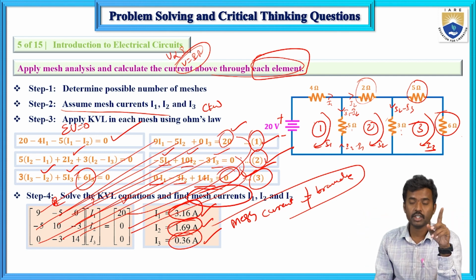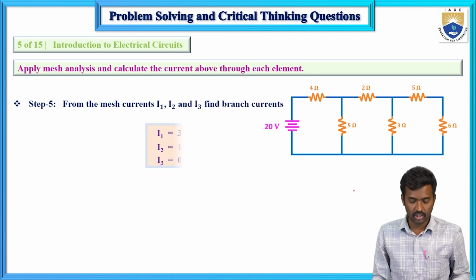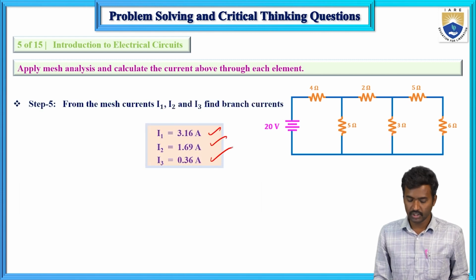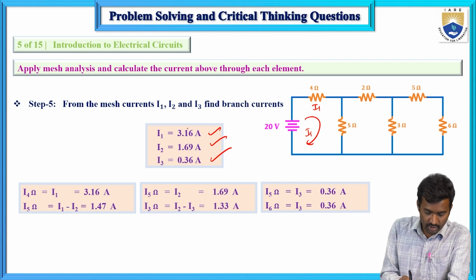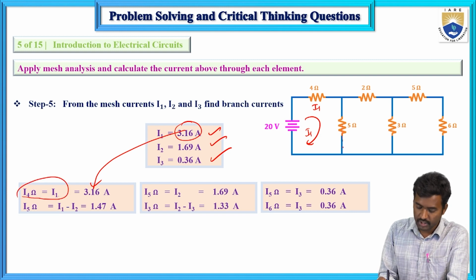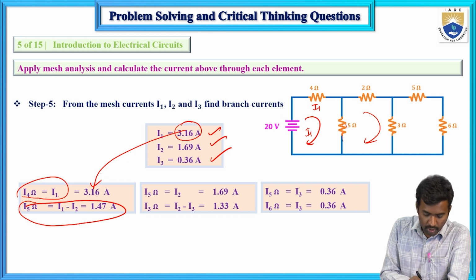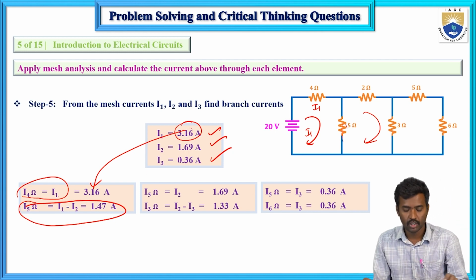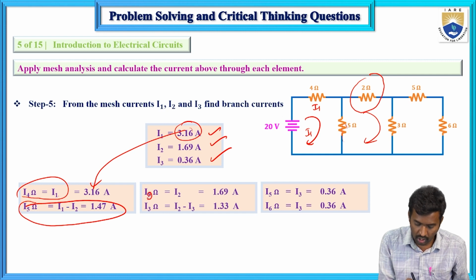Now from the mesh currents, determine the current flowing into each resistor, the branch currents. Mesh currents and branch currents are not the same, they are different. So these are the mesh currents I1, I2 and I3. The current flowing through the 4 ohm resistor is I1. The current flowing through the 5 ohm resistor is I1 minus I2, where I1 is 3.16 and I2 is 1.69, so the subtraction gives 1.47. Now the current flowing through this 2 ohm resistor is this one. This is 2, not 5. There is a mistake.